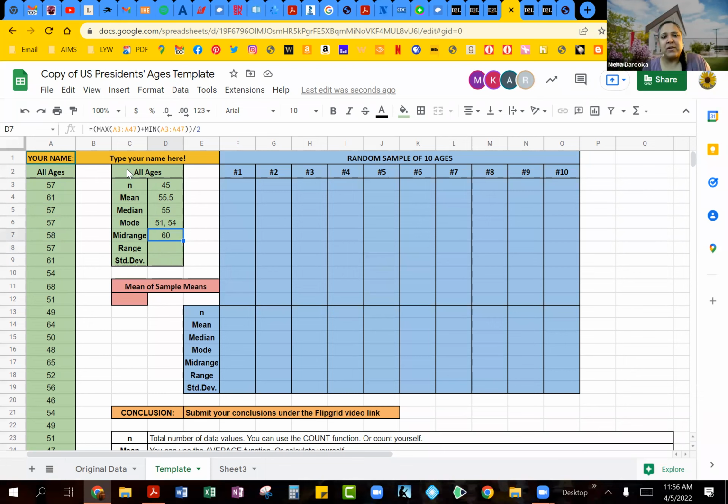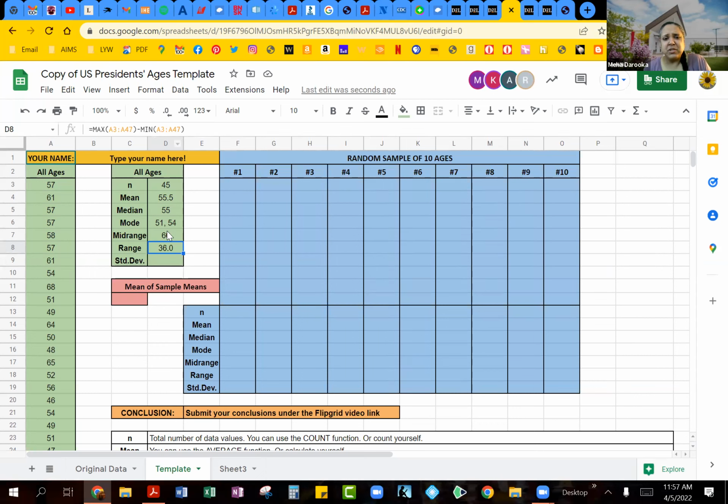So I'm actually just going to go back to the mid-range formula, and I'm going to copy over my max and minimum formulas. Come down to my range, and I'm going to paste that. And then all I'm going to do is subtract instead of add. So maximum minus minimum should give us the difference between 78 and 42, which of course comes out to be a difference of 36.